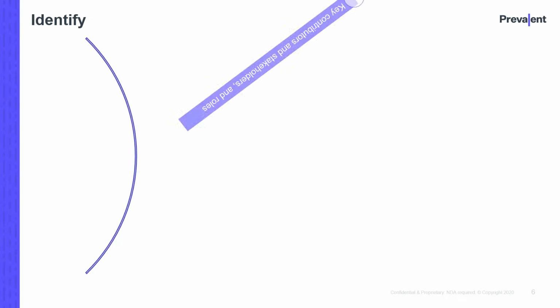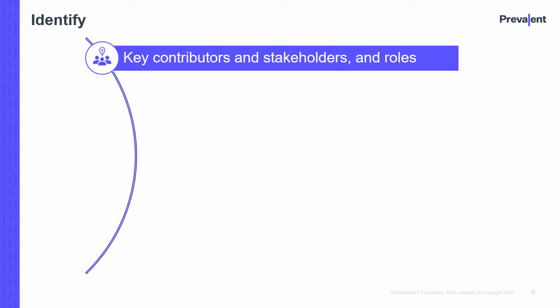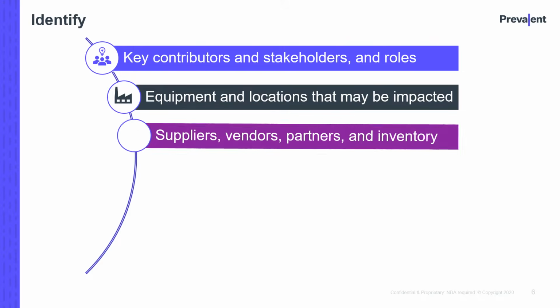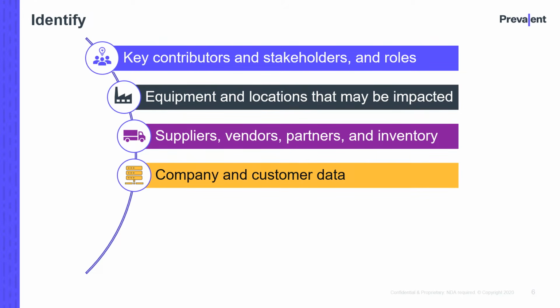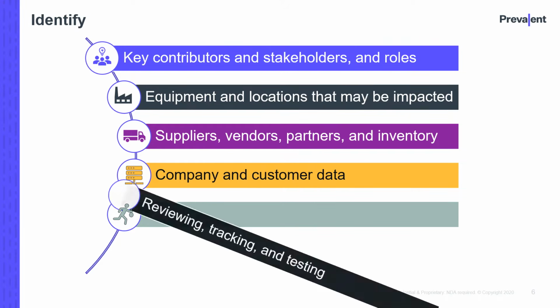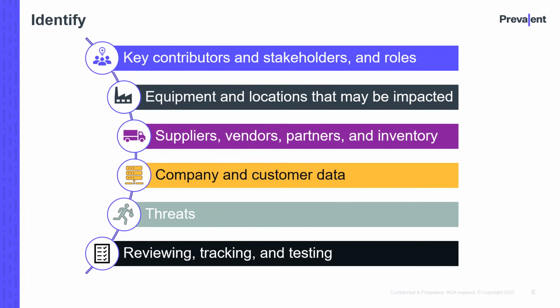The plan should identify internal contributors and stakeholders and the roles that they will fulfill during a disruption. Any equipment and location, including offices, that may be impacted. List all your suppliers, vendors, partners, and inventory. Company and customer data is also an important consideration. You'll need to detail potential threats that may impact business. You'll also need processes in place for reviewing, tracking, and testing your plan.